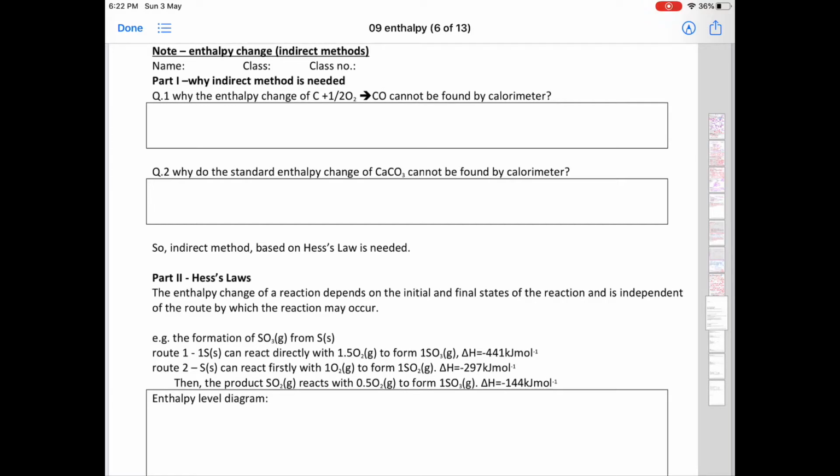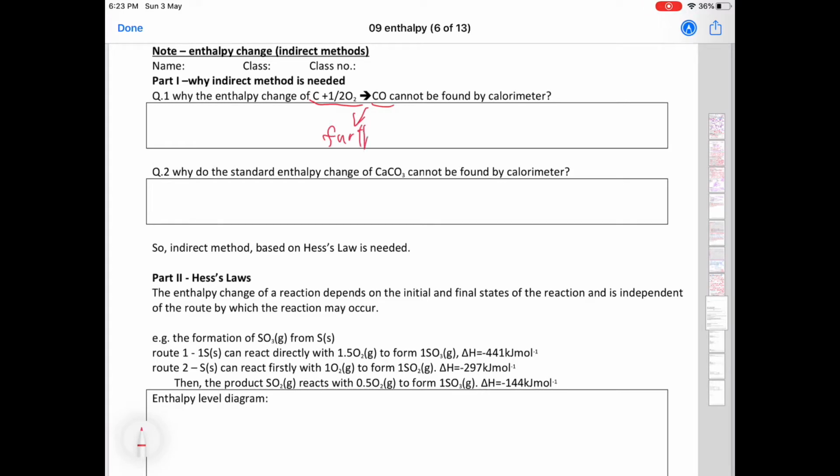Let's think about one of the cases here. Carbon reacts with oxygen to form carbon monoxide. Why can this enthalpy change not be found by a calorimeter? Think about the scenario. You have a piece of graphite and you burn it in oxygen. What's the expected product? The expected product would be CO2. It means that we cannot stop the reaction at the stage of carbon monoxide.